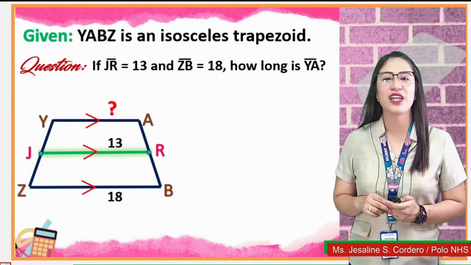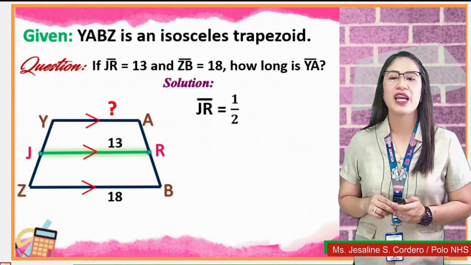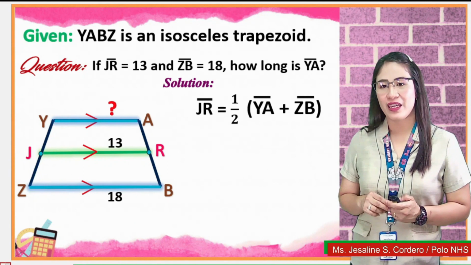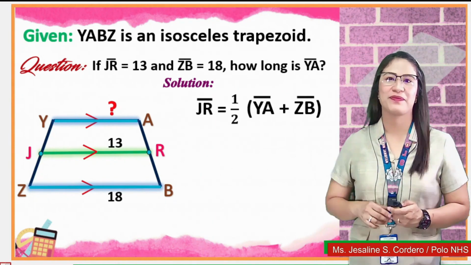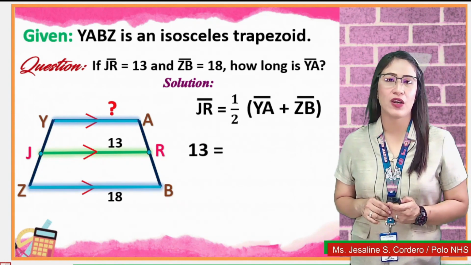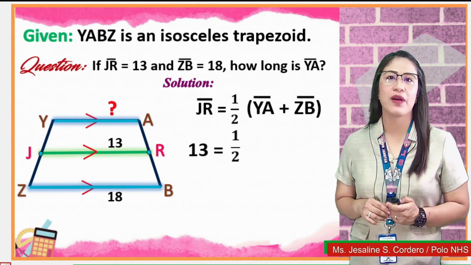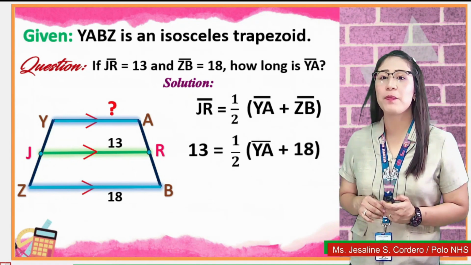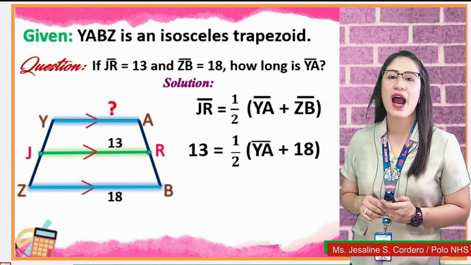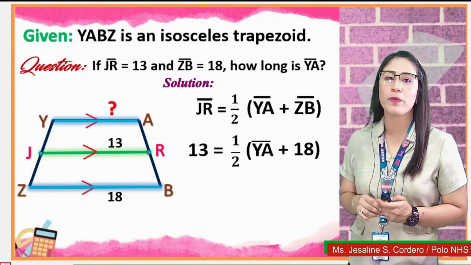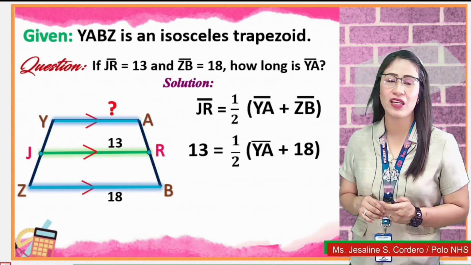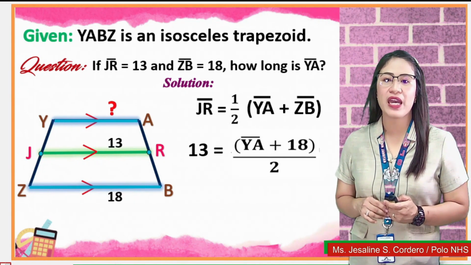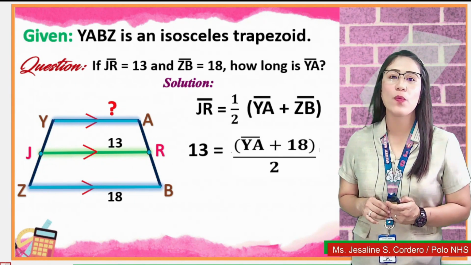Segment JR is the median of the trapezoid. Therefore, segment JR is equal to 1/2 of the sum of segment YA and segment CB. Segment JR is 13, which is equal to 1/2 times segment YA, which is unknown, plus segment CB, which is 18. So, we have 13 is equal to 1/2 of segment YA plus 18. 1/2 times segment YA plus 18 is segment YA plus 18 all over 2.